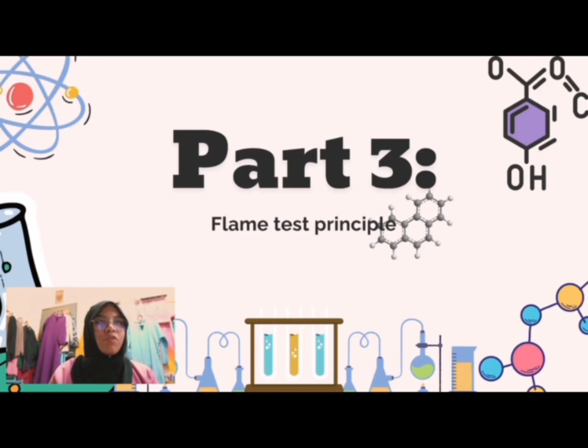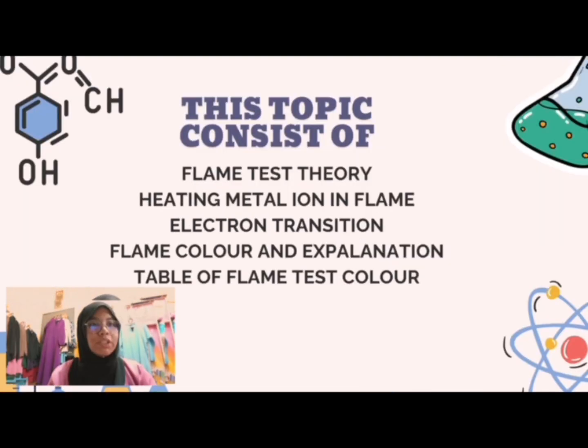Okay, so next we move on to the next topic, which is flame test principle. This topic consists of flame test theory, heating metal ion in flame, electron transition, flame color and explanation, and lastly the table of flame test color.